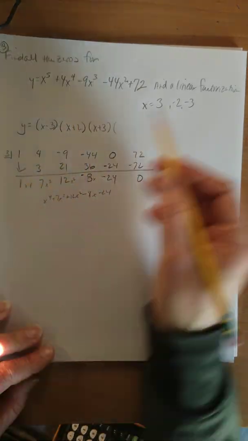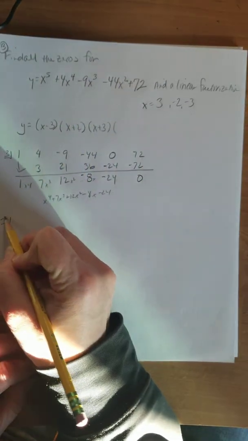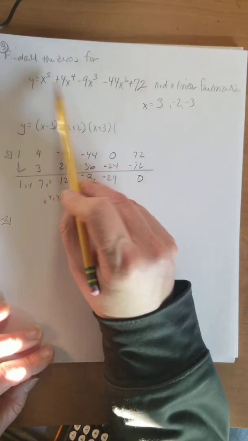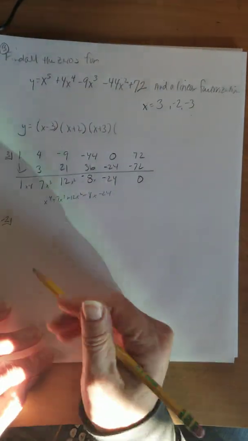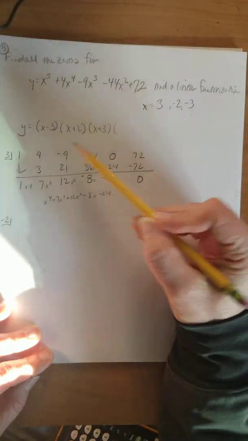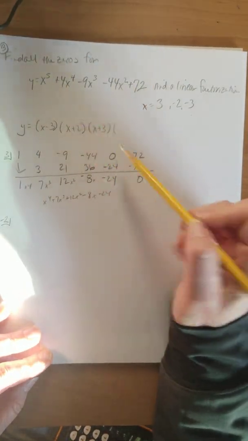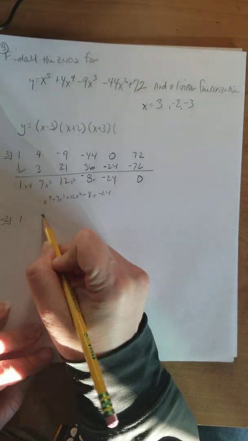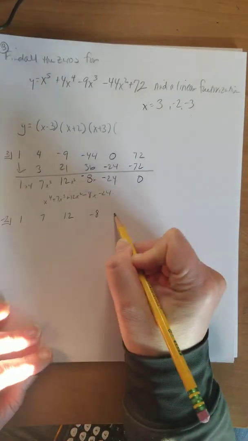So let's take the x plus 2 out, so then a -2 goes in here. We would not use the original guy, because if I did, my bottom line would be an x to the 4th, and I need to make it smaller. So if x plus 2 is a factor of the big guy, it's going to be a factor of the little one. 1, 7, 12, -8, and -24.